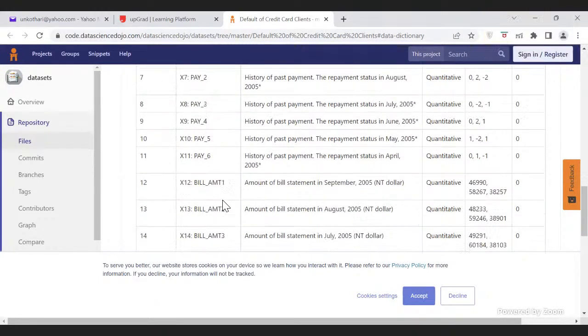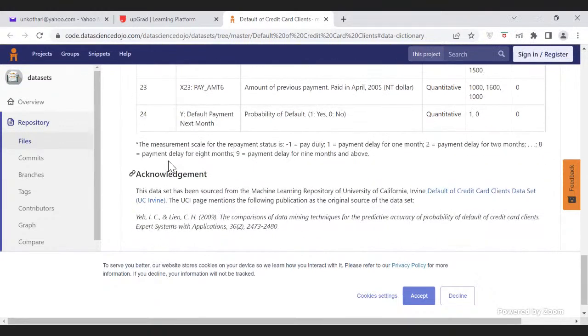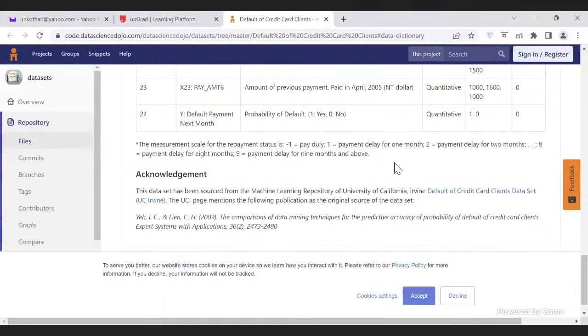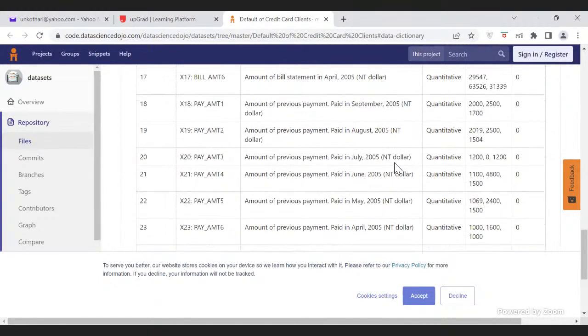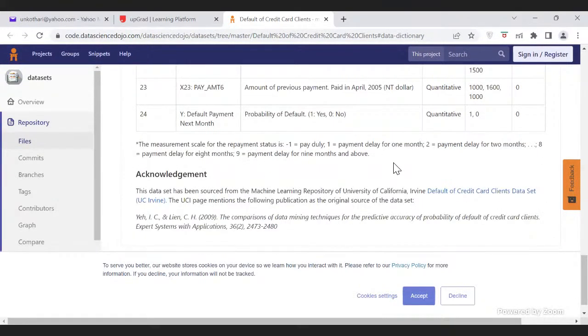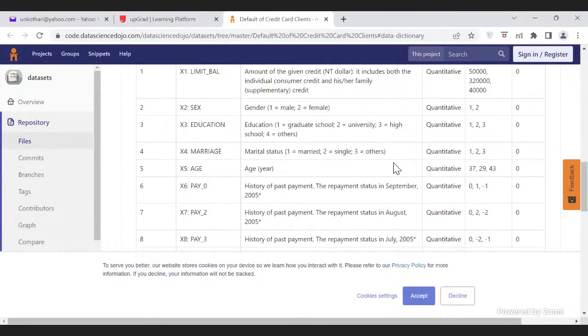Right. Yeah, and that's what it's saying here. The measurement scale for the repayment status is 1, pay duly, and all of that. Oh, yes, sir. So in this, they haven't mentioned 0 and -2, which is there in our data set. So just wanted to understand how we're supposed to interpret -2.